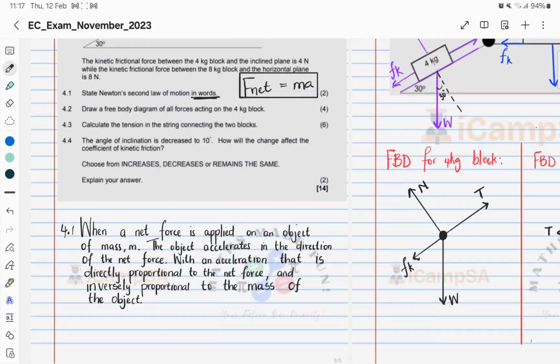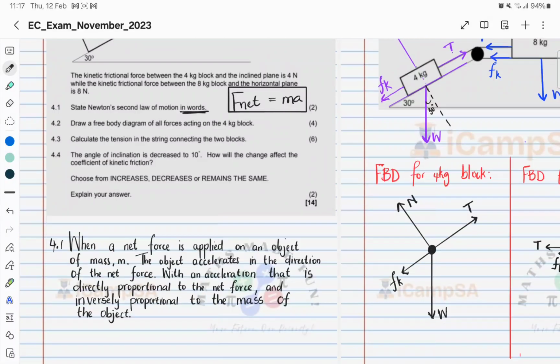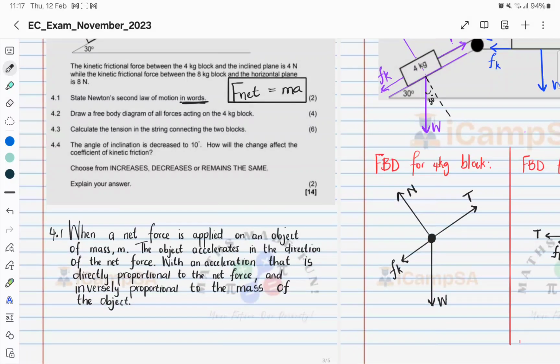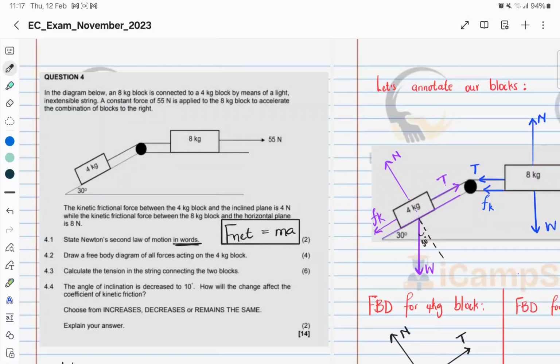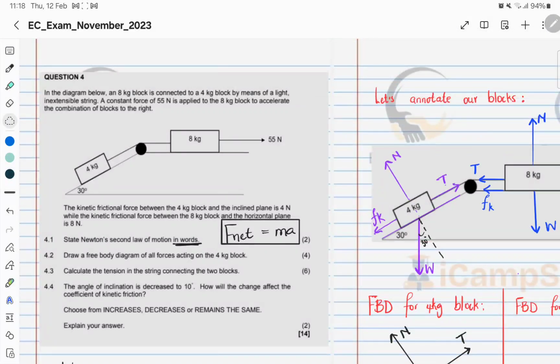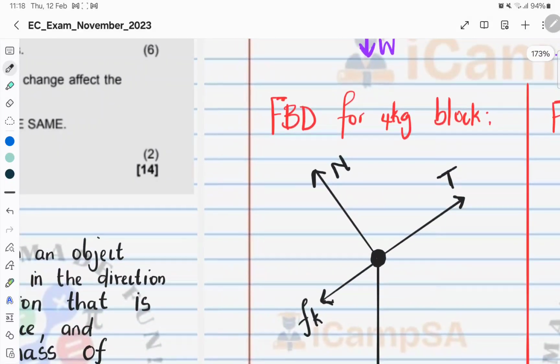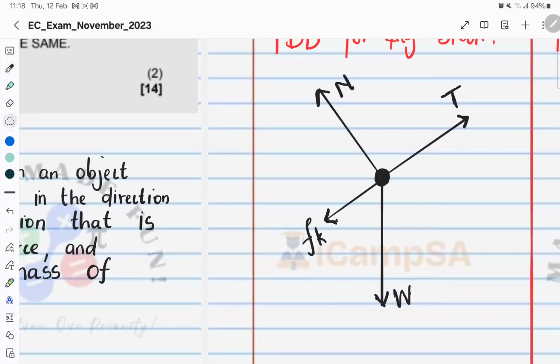Now let's go to 4.2. In 4.2, we are asked to draw a free body diagram of all the forces acting on the 4 kilogram block. Okay, so we've already prepared a free body diagram. So let's just call this whole thing our 4.2. But we don't want all these free body diagrams. We mainly want this one. So let me take it as is.